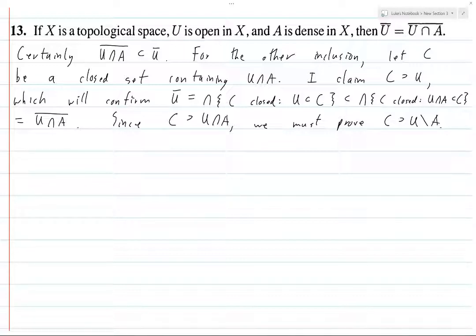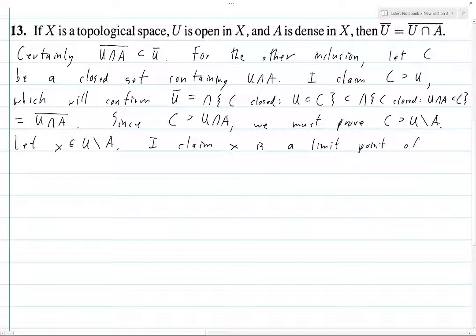Alright, so how are we going to prove this? Let X be any element of U set minus A. I claim that X is a limit point of U intersect A. And of course, I think Folland calls them accumulation points. I like limit points.